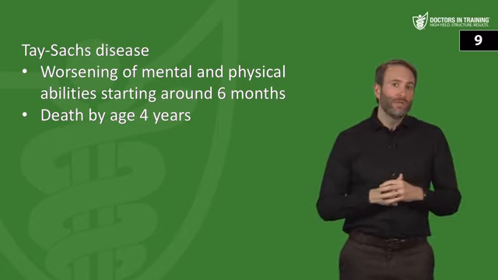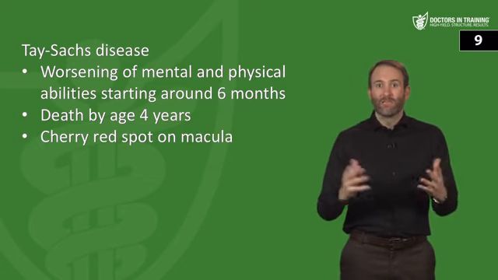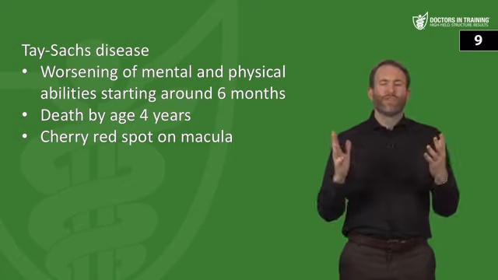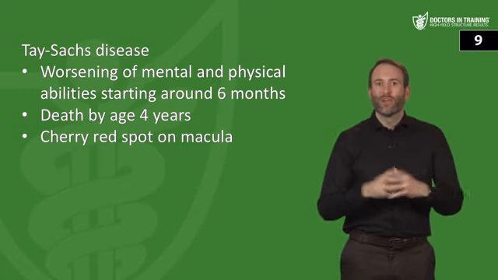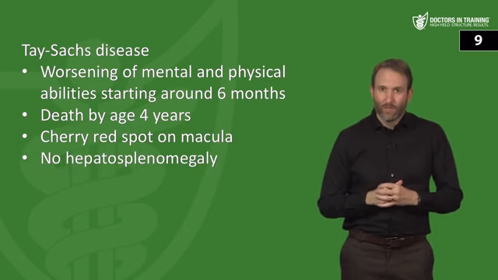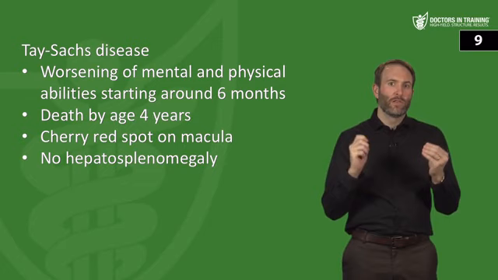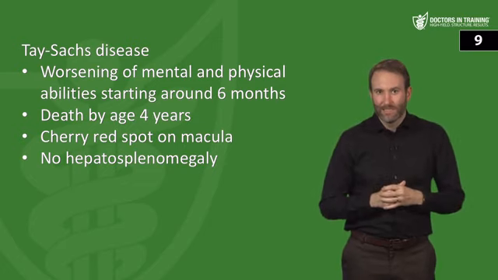Similarly to Niemann-Pick, we see the cherry red spot of the macula in Tay-Sachs. It can actually be difficult sometimes to differentiate Tay-Sachs from Niemann-Pick on a Step 1 question. One clue is that there is no hepatosplenomegaly in Tay-Sachs patients, but there is going to be hepatosplenomegaly in patients with Niemann-Pick disease.